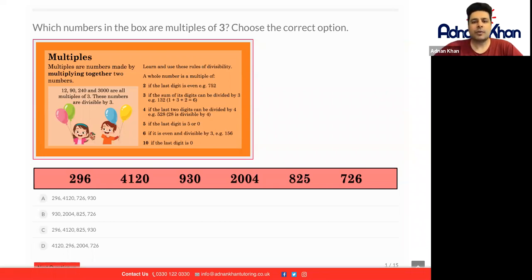So let's show you how this works. The first question: which numbers in the box are multiples of 3? So which numbers in the box are multiples of 3?